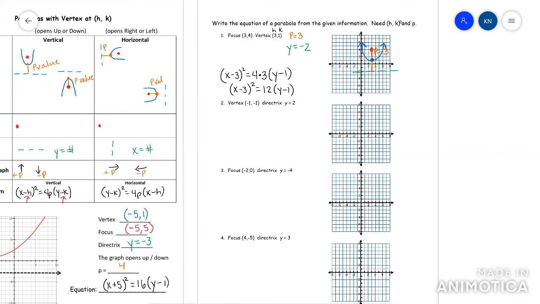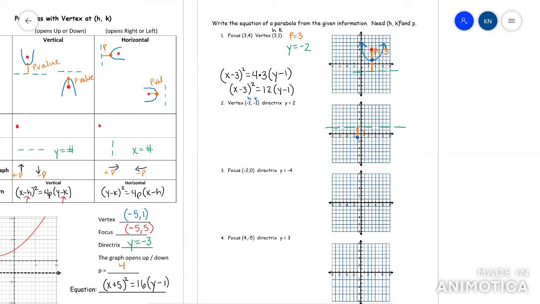Look at this next one. Put your vertex down, -1, -1. That's right here. That's the blue dot. That means this is my h, k. The directrix y equals 2 is a horizontal line right here. So now I go find this p-value. The p-value is this distance right here from vertex to directrix.